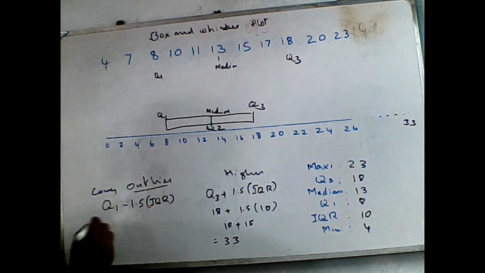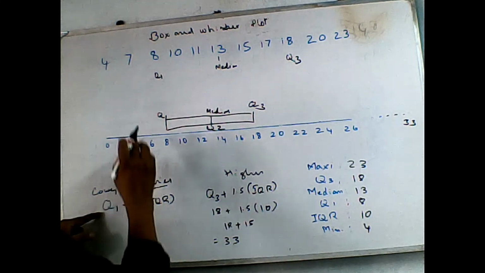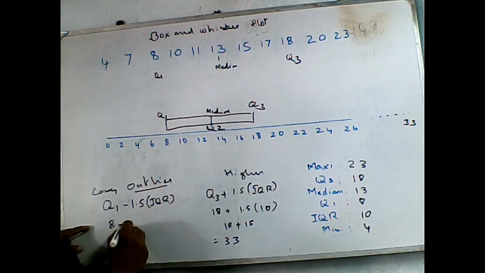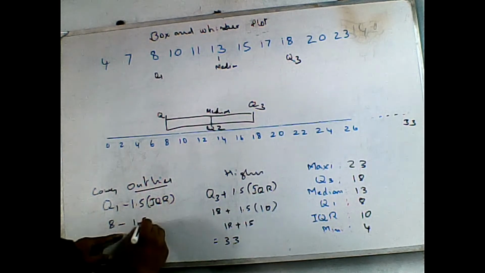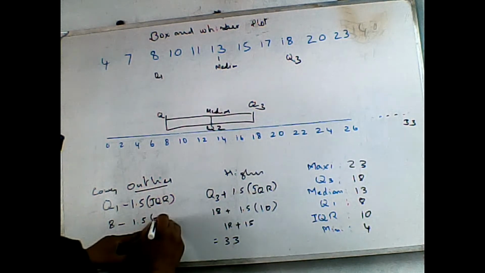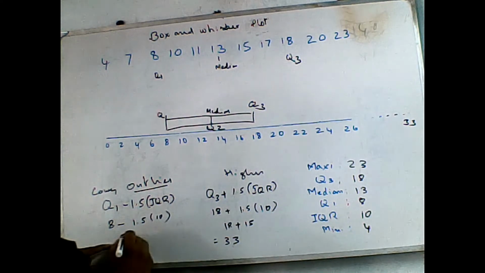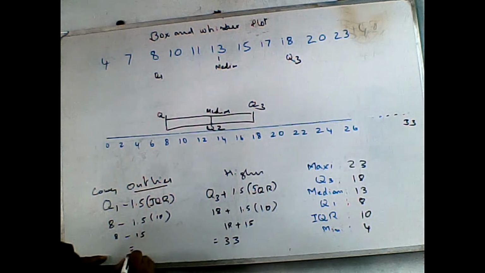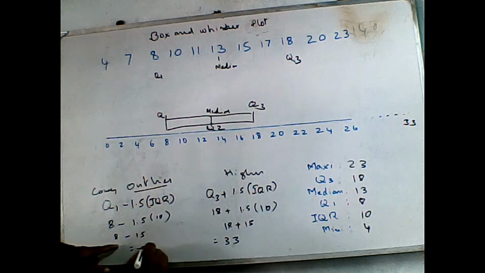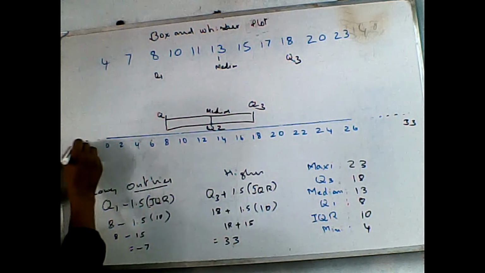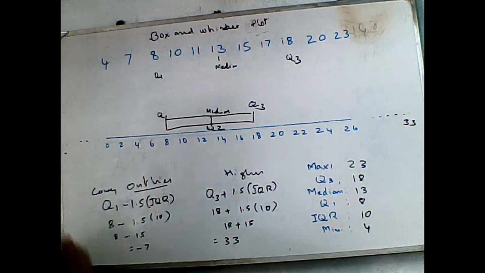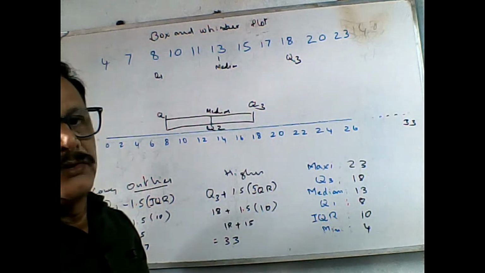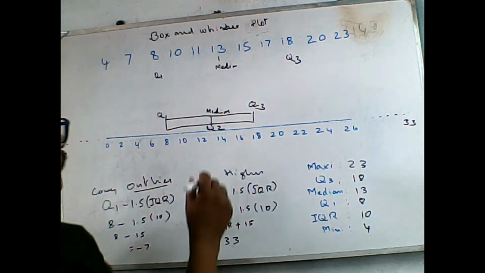And the lower, you see the lower one. First quartile, you see the first quartile is 8, minus 1.5 times the interquartile range 10, 8 minus 15, this one is minus 7. Okay, in this box chart we cannot have an outlier, so we can draw correctly.